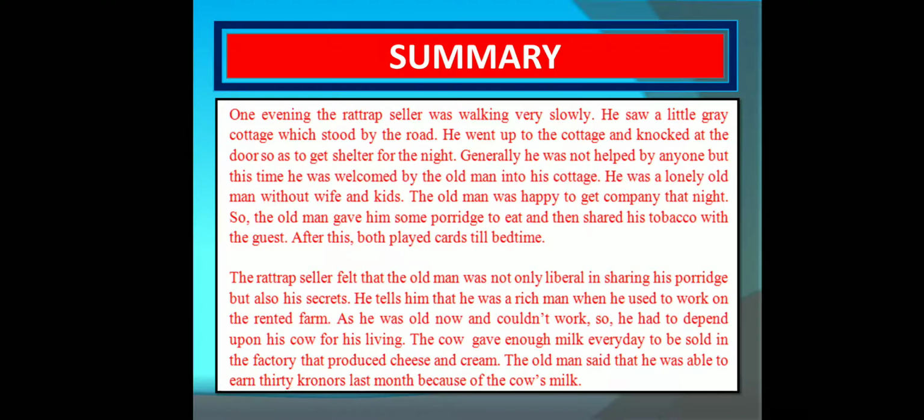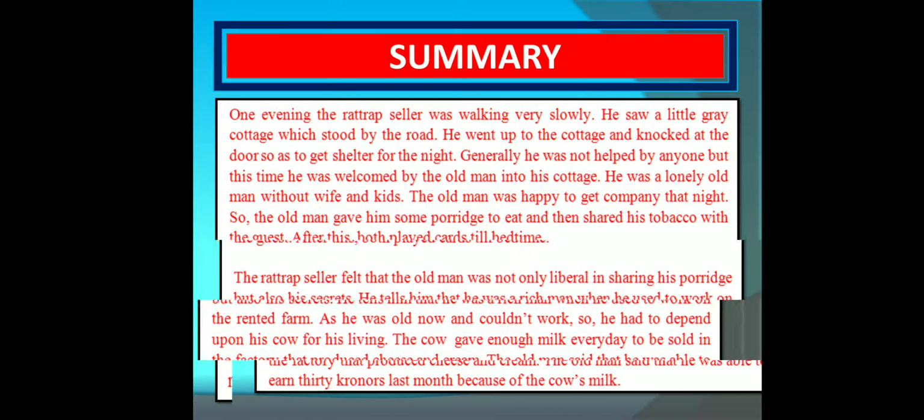The rat trap seller felt that the old man was not only liberal in sharing his porridge but also his secrets, as the old man told him that earlier he was a rich man when he used to work on the rented farm. As he was old now and couldn't work, he had to depend upon his cow for his living. The cow gave him enough milk every day to be sold in the factory that produced cheese and cream. The old man said that he was able to earn 30 kronors last month because of the cow's milk.